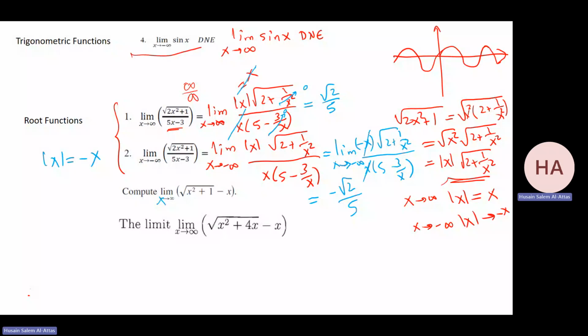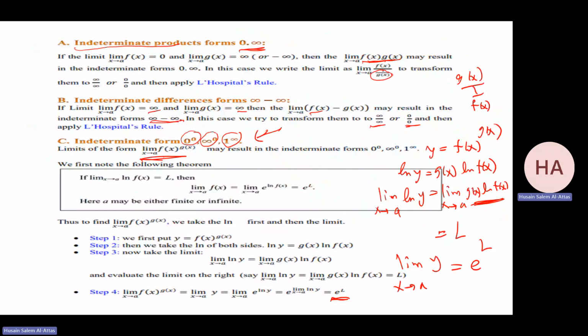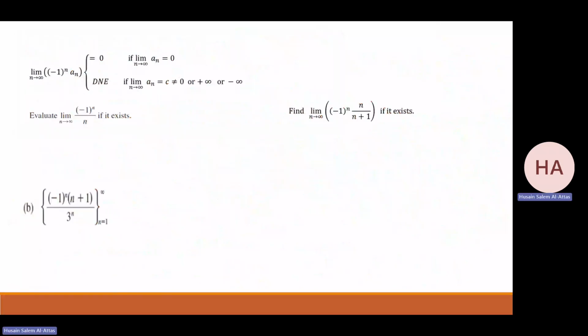Okay. Now let me go back to this, minus 1 to the power n times an. Does it always diverge? No. Why? Because it depends. If the limit of an goes to 0, then I have, yes, this goes to minus 1 or 1, but times 0, the result is 0. But if an is not 0 or goes to infinity, then I have the problem. They will oscillate. It will alternate between 2 values.